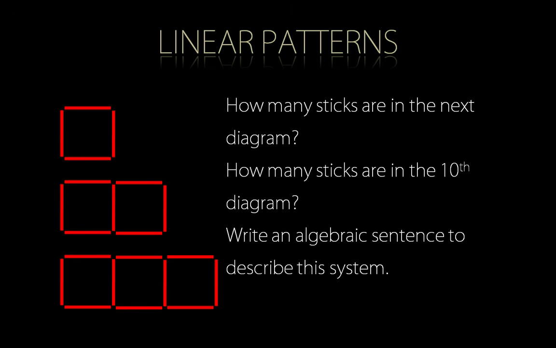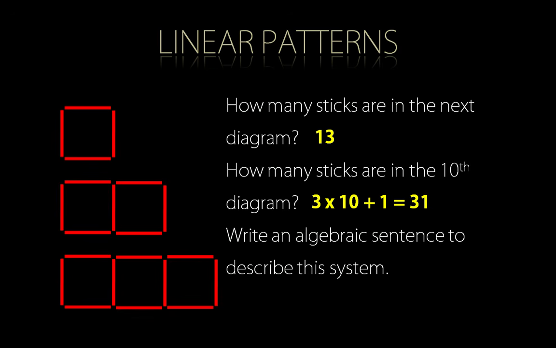So how many sticks are there in the next diagram? Well, we know that there's 13. How many sticks are in the 10th diagram? Well, we figured out that rule, that it's the number of squares times 3 plus 1. So if there's 10 squares, the 10th diagram, then it's 10 times 3 plus 1. So it's 31 matches. I can jump straight to the answer without ever having to know what the 9th diagram is or that.